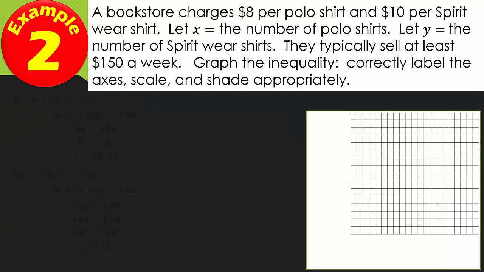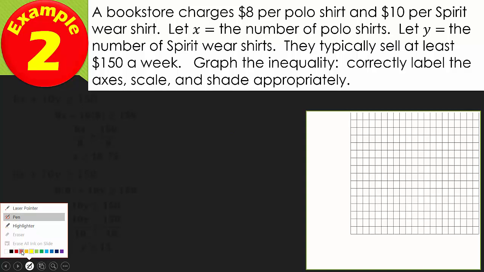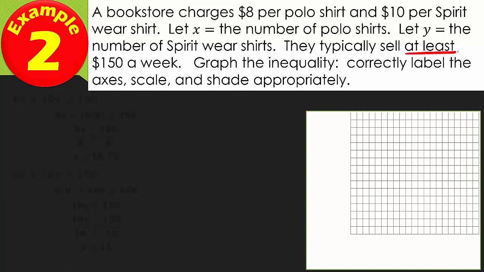We have a bookstore that charges $8 per polo shirt and $10 per spirit wear shirt. X is going to be the number of polo shirts, and Y is the number of spirit wear shirts. And they typically sell at least, so that's important to know, because that's going to help you with that inequality symbol, at least $150 a week. And we need to graph it and correctly label and do everything appropriately.